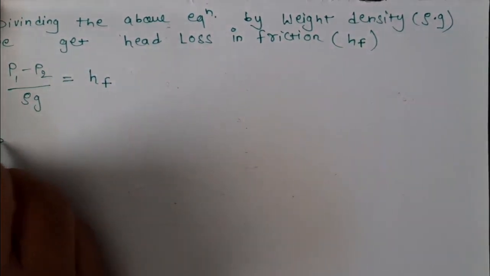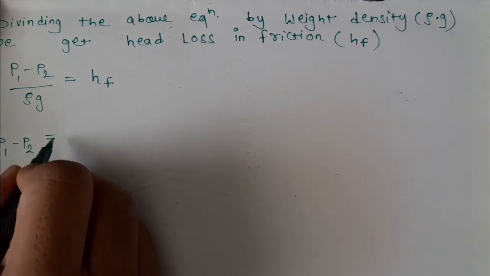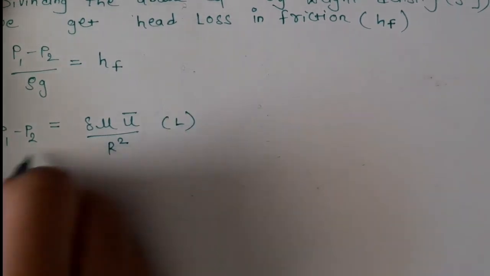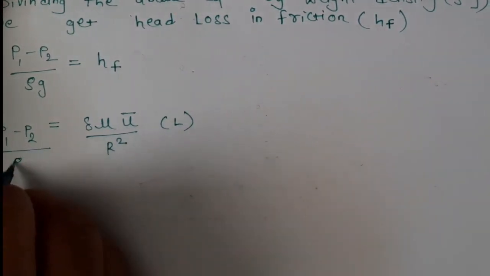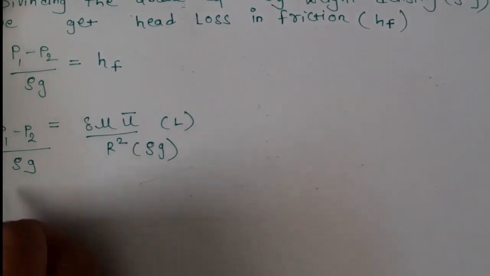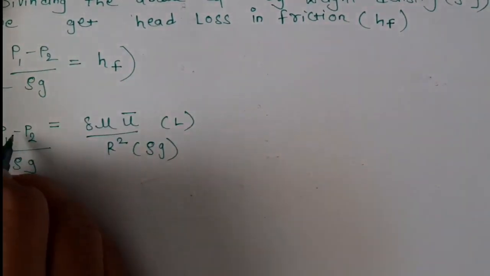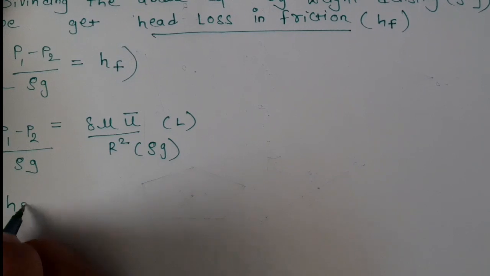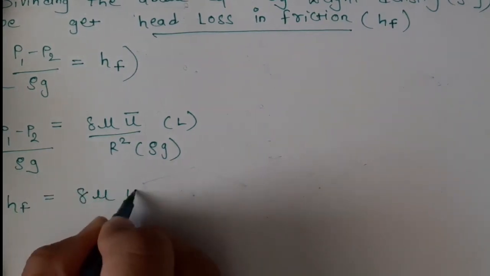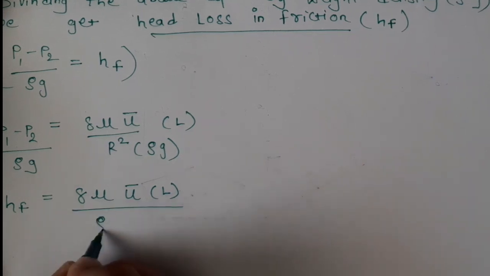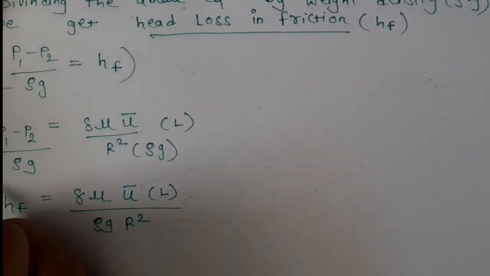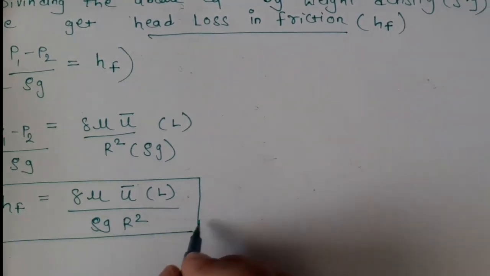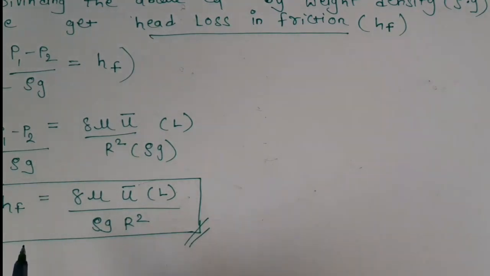We have P1 minus P2 equals 8 mu u bar upon R square into L. Dividing this equation by rho g on both sides, P1 minus P2 upon rho g equals head loss in friction HF. So HF equals 8 mu u bar into L upon rho g R square. This is known as Hagen-Poiseuille's formula, so head loss in friction is nothing but the Hagen-Poiseuille formula.